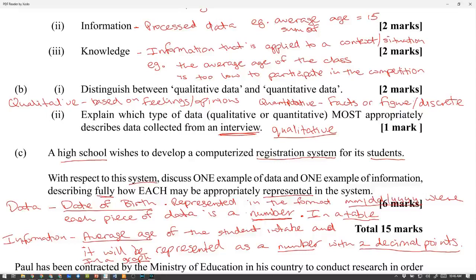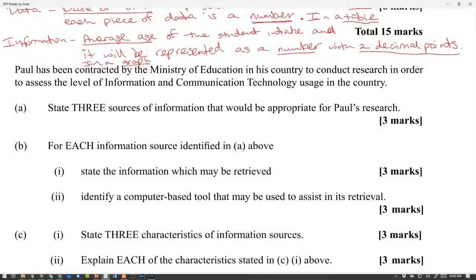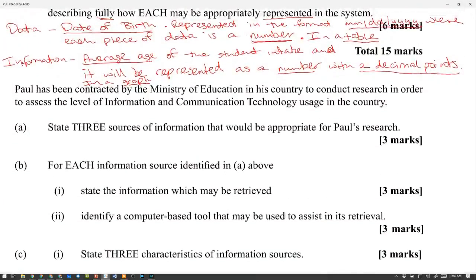All right, good. Next one: Paul has been contracted by the Ministry of Education in his country to conduct research in order to assess the level of information and communication technology usage in the country. Yay, Paul, good for you. So in our scenario he is doing research, so he has to get in data and information, and he wants to assess the level of information and communication technology usage in the country.